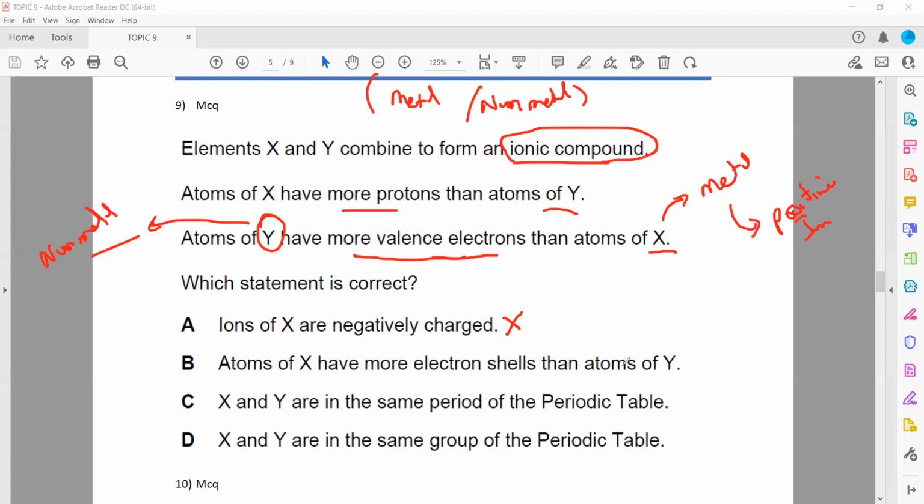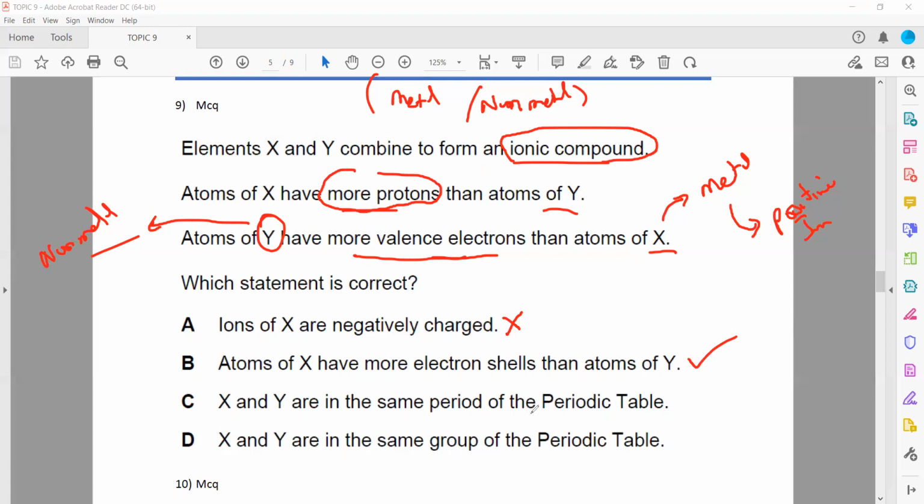Atoms of X have more electron shells than atoms of Y. This will be right. Why will this be right? Because it will have more protons. If it has more protons, it means it will have more electrons. And the greater the number of electrons, the greater the number of electron shells. So that is the correct statement.